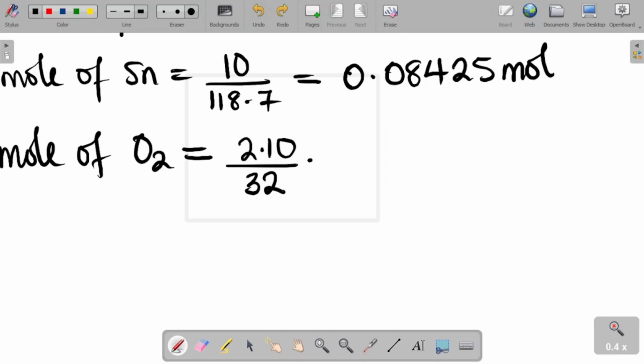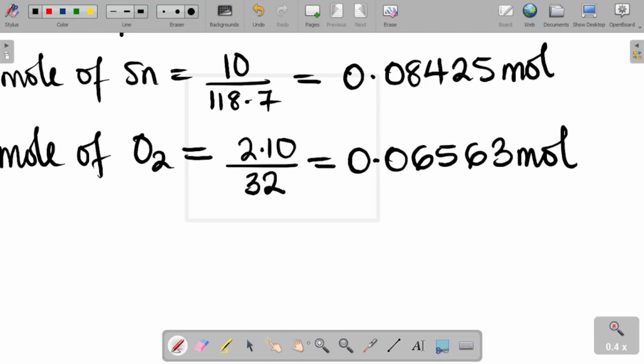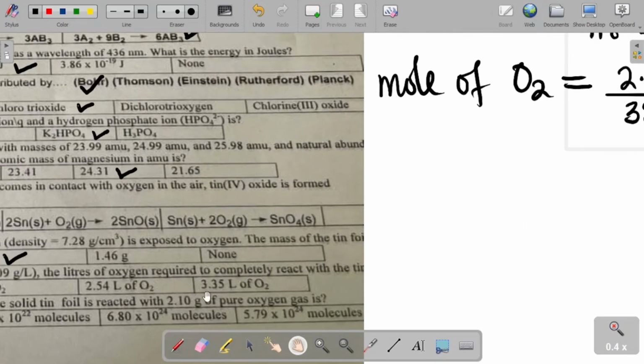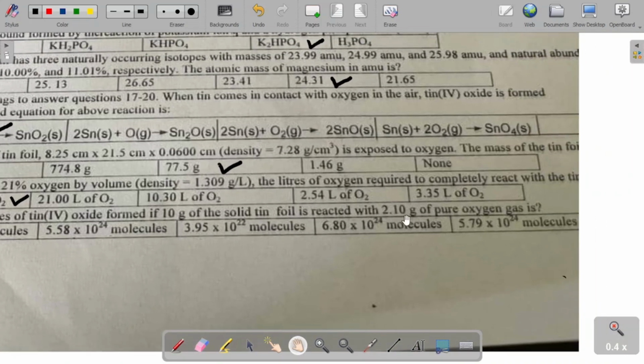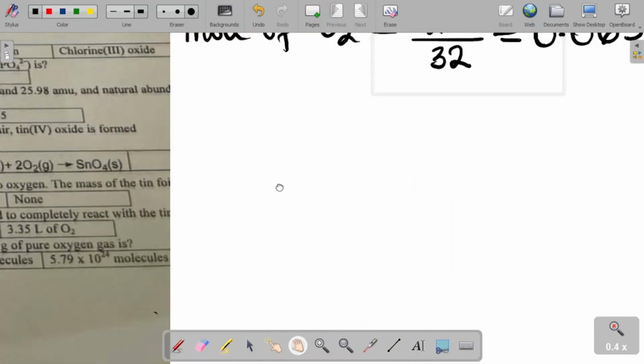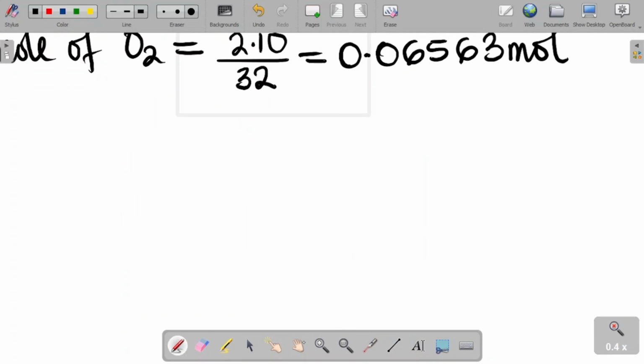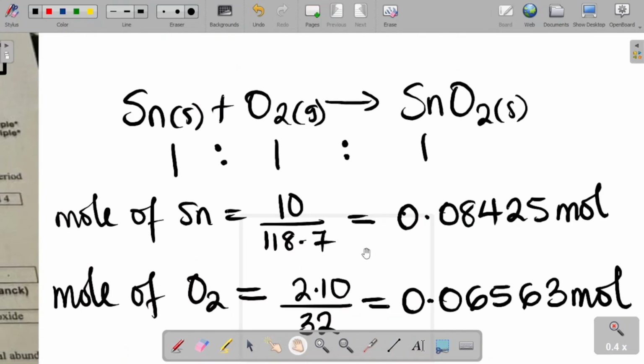All right, let's get this value here. That becomes 2.1 all over 32, and that's equal to 0.0656 approximately, or let's say 0.0656 approximately. This is the number of moles of oxygen. Now look at the question very well here. You asked for the number of molecules of tin(IV) oxide formed if 10 grams of tin reacts with 2.1 gram of pure oxygen. So I'm working with tin(IV) oxide, that's SnO2 here.